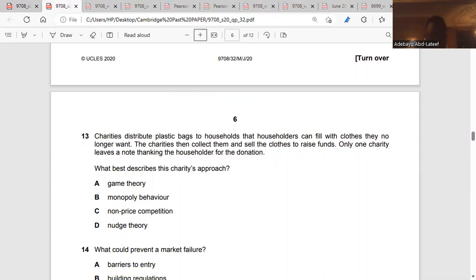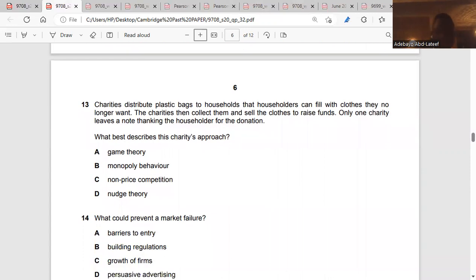Okay, continue, please. Charities distribute plastic bags to households that householders can fill with clothes they no longer want. The charities then collect them and sell the clothes to raise funds. Only one charity leaves a note thanking the householder for the donation.